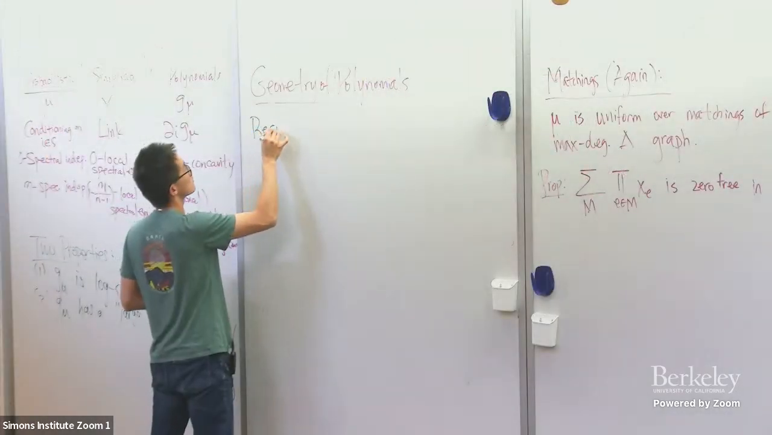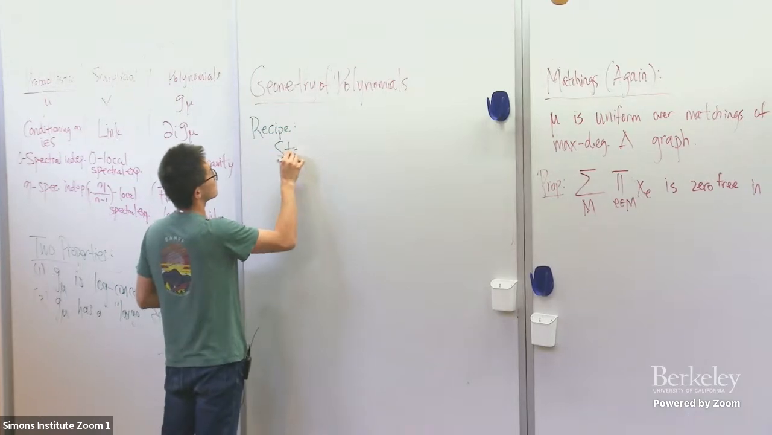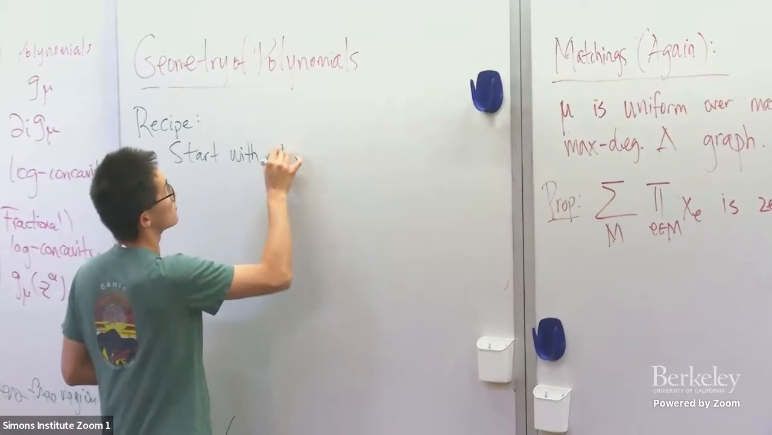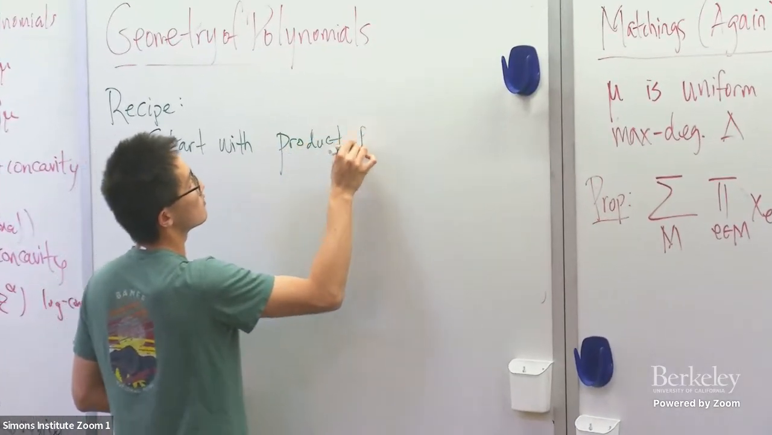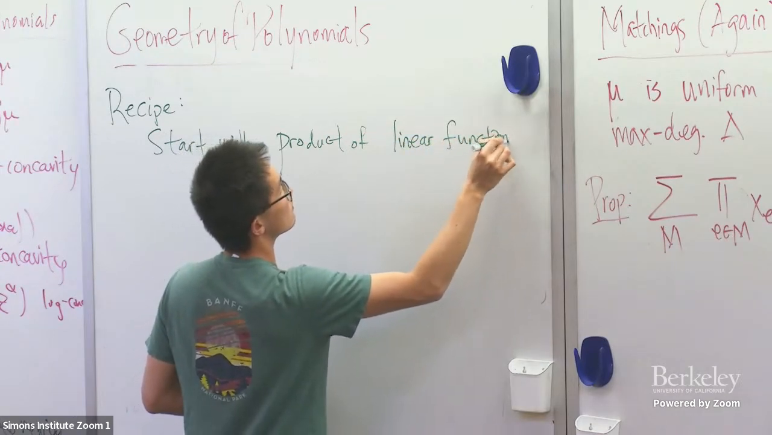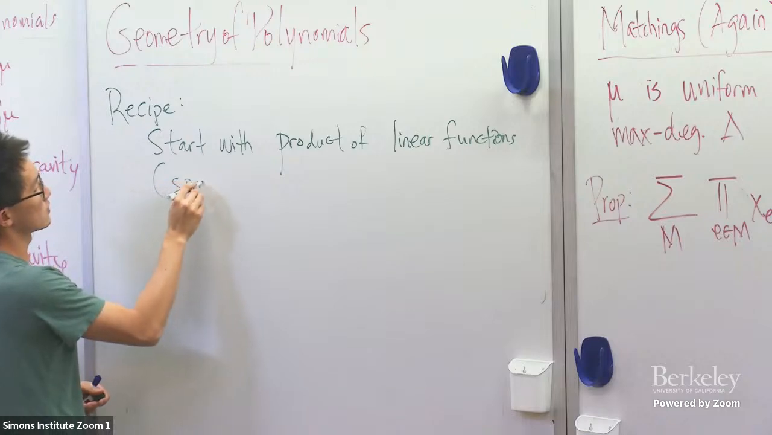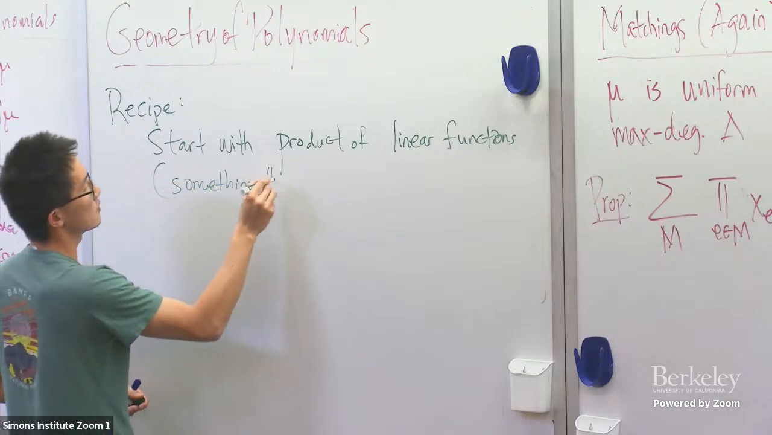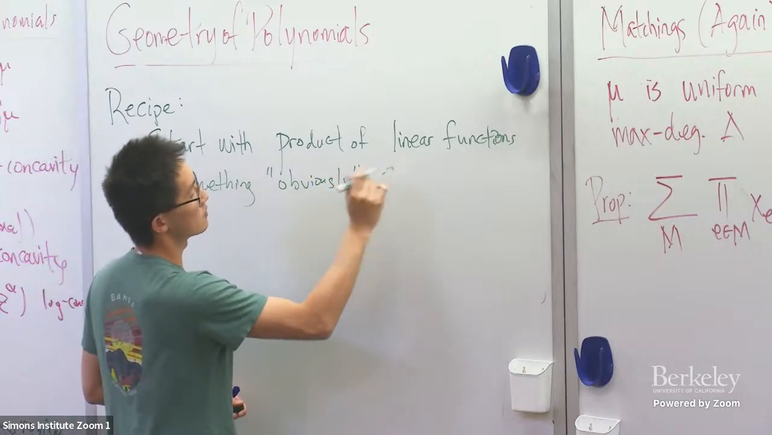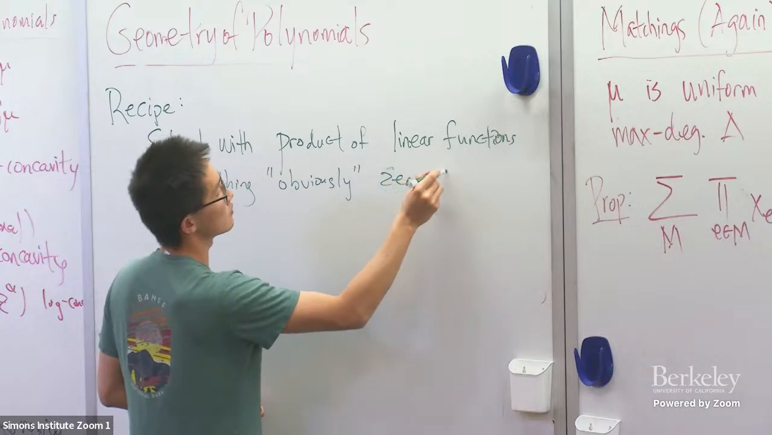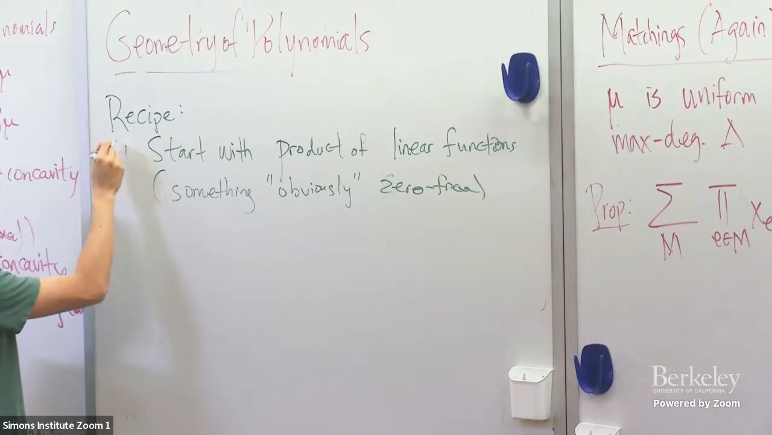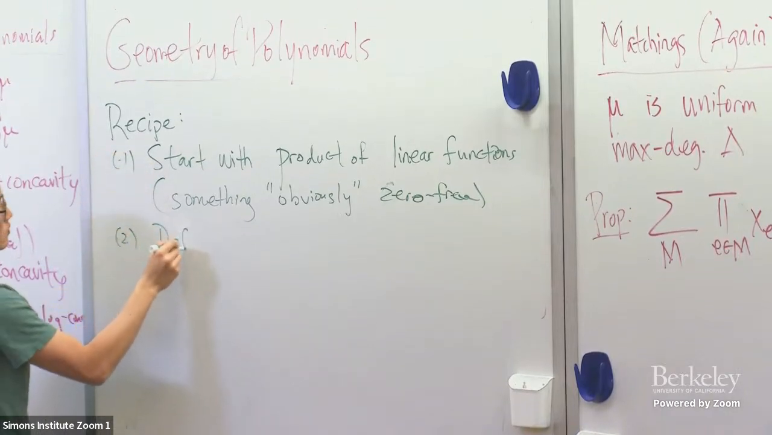The recipe. Start with a product of linear forms, linear functions. Basically, something obviously zero-free. Then deform.